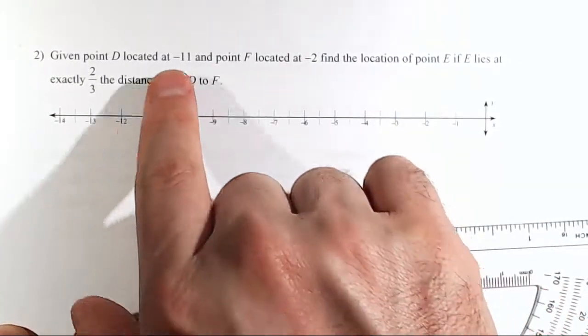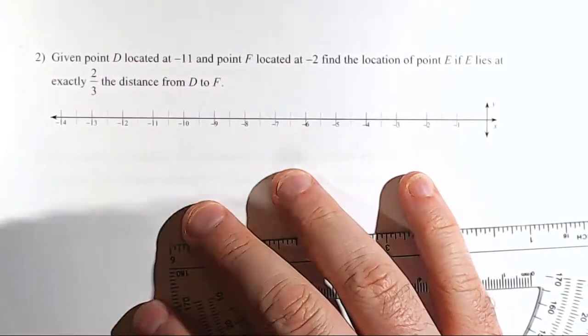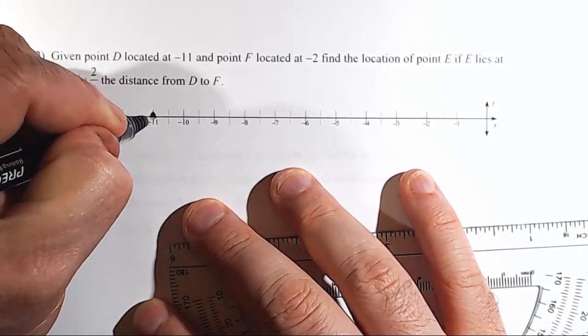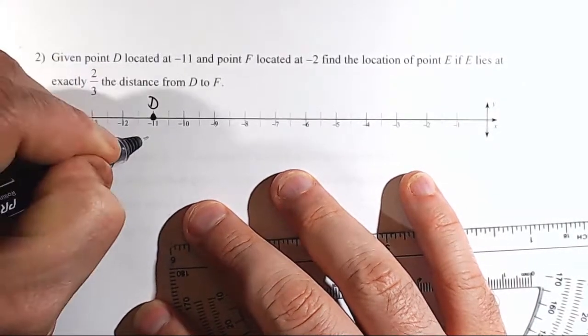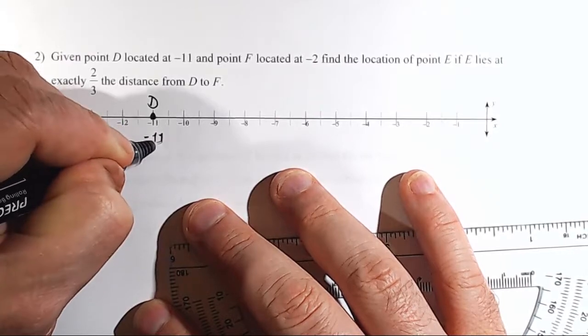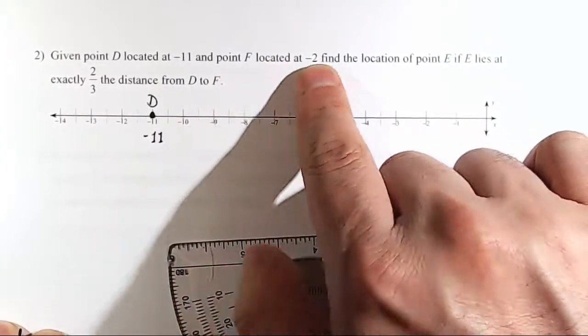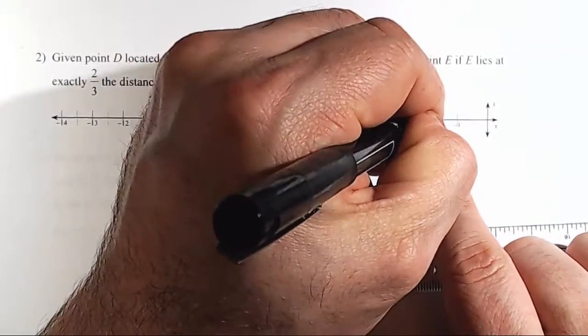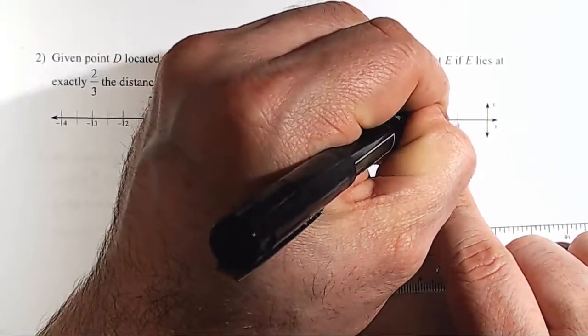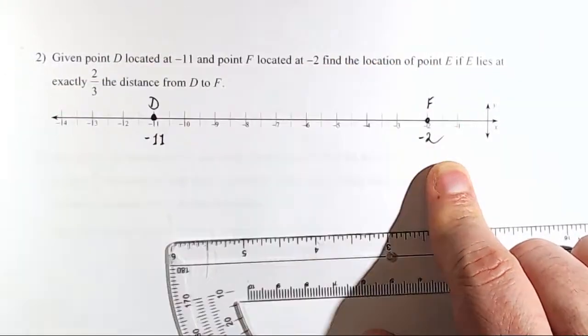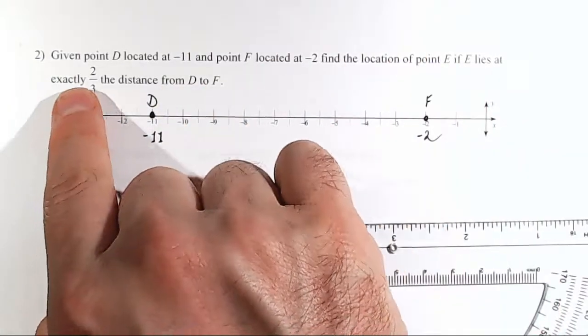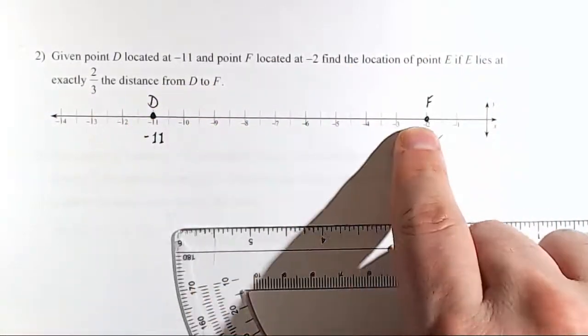Okay, we're given point D is located at -11. So we'll go ahead and plot that in as we read. That's point D at -11. And point F is at -2. Point F is at -2 right here. We want to know what point E is if E is 2/3 the distance from D to F.